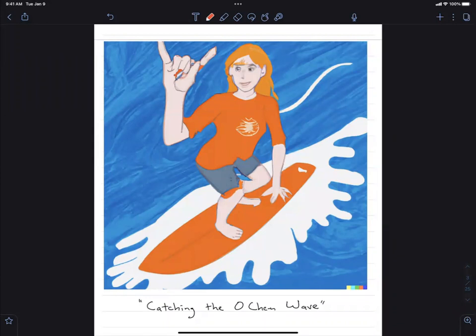Hello, everybody. I know it's cold and icy outside, but I wanted to start with this picture of a UT Austin student catching the OChem wave. I made this by AI yesterday, and I thought it was just kind of funny.